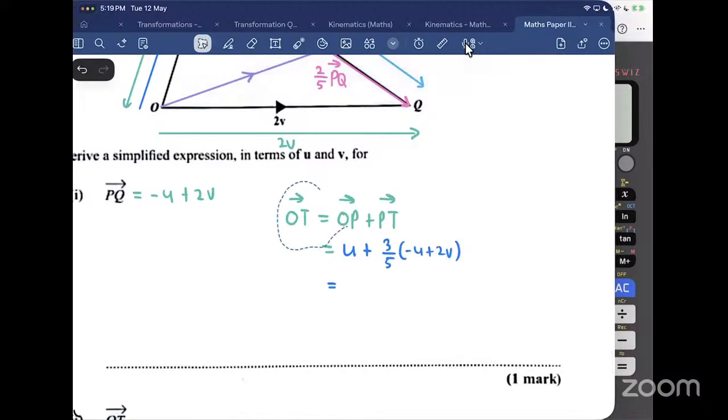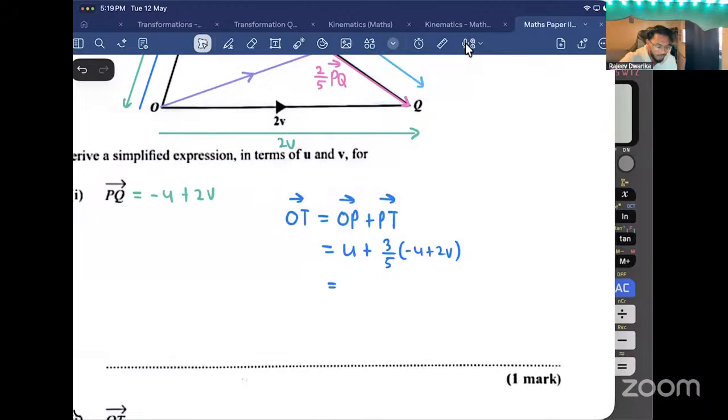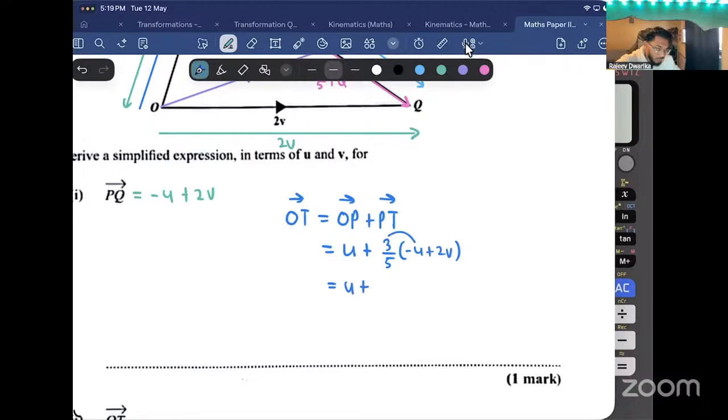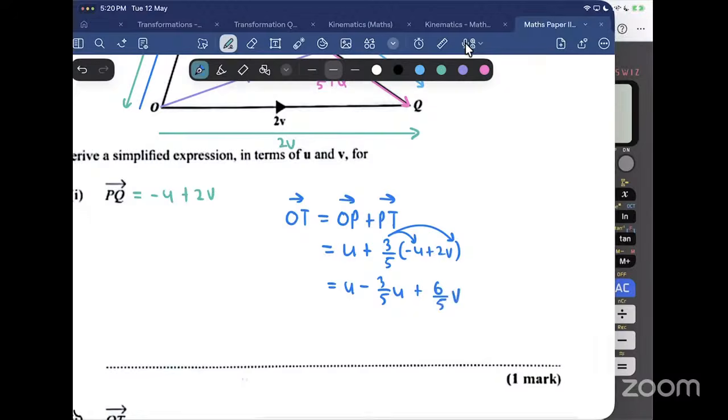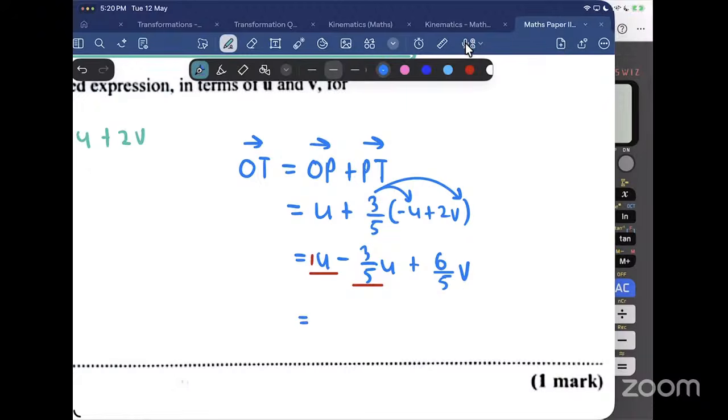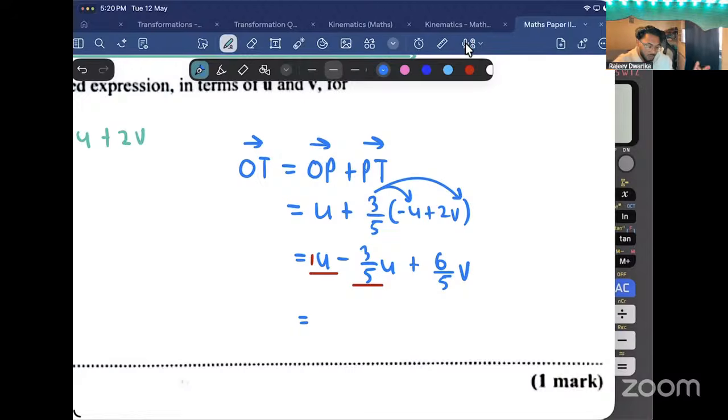Did you get this question correct or wrong? I got the first part correct, but not the second part. Okay, so you have to expand the brackets. You're going to distribute the 3/5. Positive 3/5 times negative U is minus 3/5 U. And then positive 3/5 times 2V is plus 6/5 V. Are you seeing any like terms? Yes, the U terms. The coefficient of U is 1, so 1 minus 3/5 is 2/5.